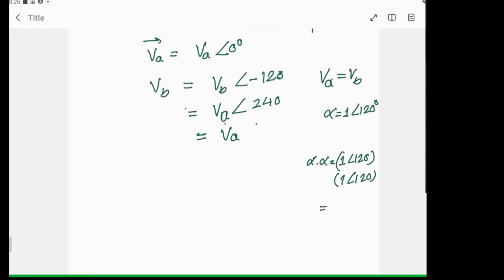If I have alpha equal to 1∠120, this is a polar representation, right? So how to multiply? If I have a vector A equal to magnitude of A, making an angle of theta 1, and B is magnitude of B, making an angle of theta 2. Now I want to multiply A and B. So what would be the multiplication? This is called the polar representation, right?